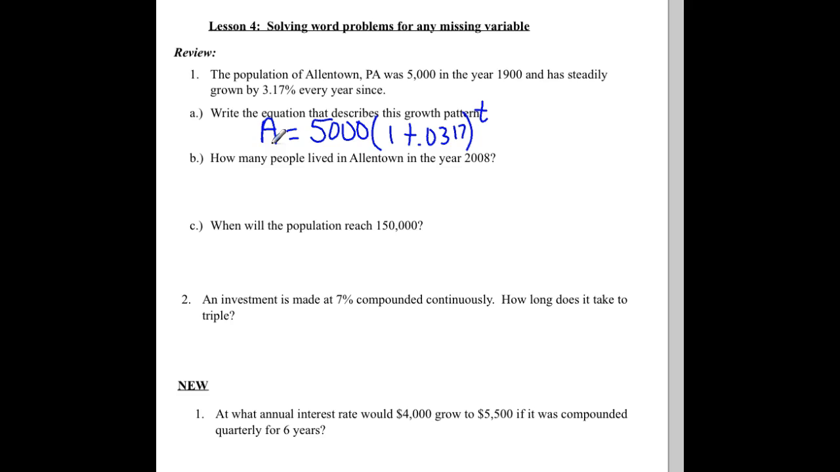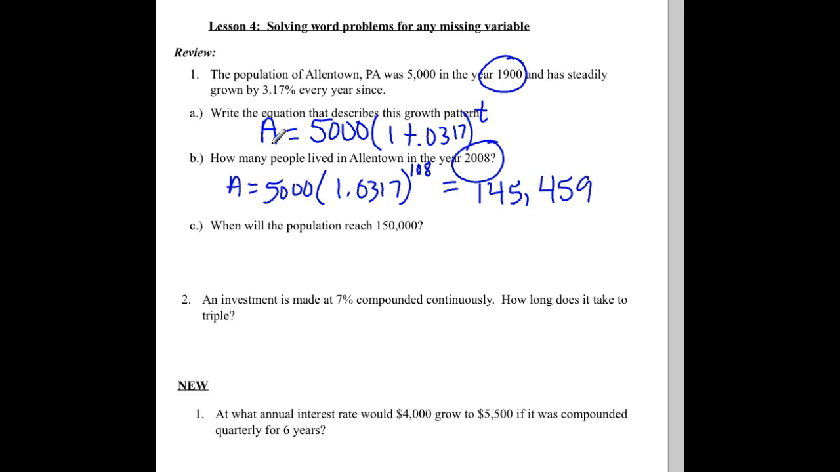Then in part B, it says how many people lived in Allentown in the year 2008? We'll go back to when did it start? In 1900. 2008 is how many years later? 108. So you're going to put that in for time, 108. So 5,000 times 1.0317 to the 108th power. What do we get for a total? About 145,000 people by that time.